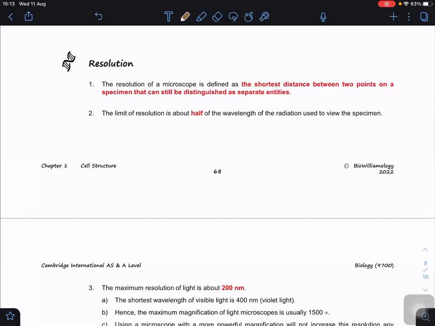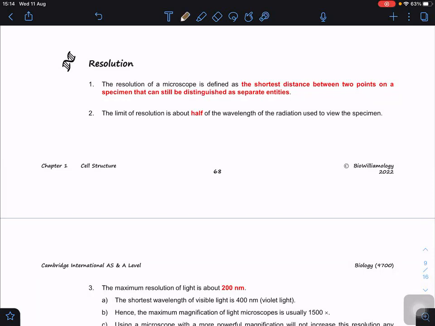So let us start with this part, okay? The definitions of the resolutions. So what does resolution mean? Resolution, generally, we can define as the shortest distance between 2 points on a specimen that can still be distinguished as separate entities. Now, what does this mean?